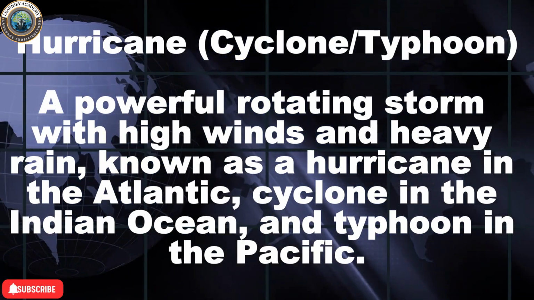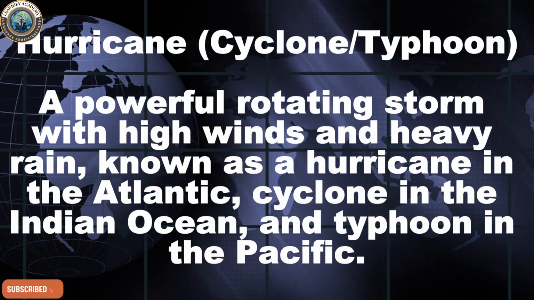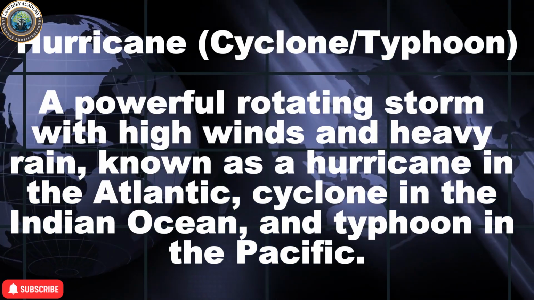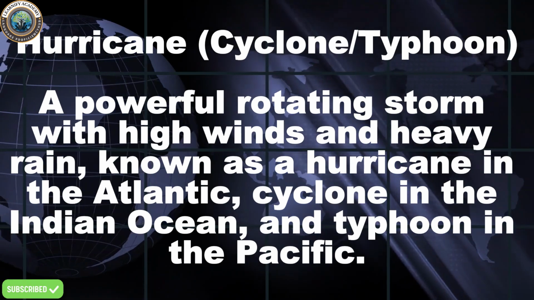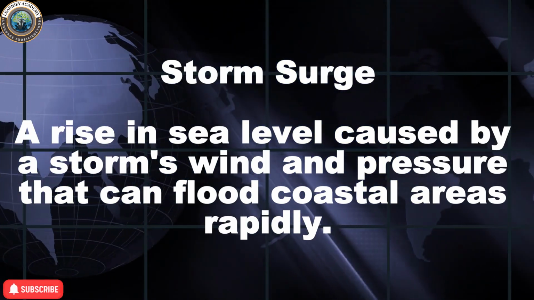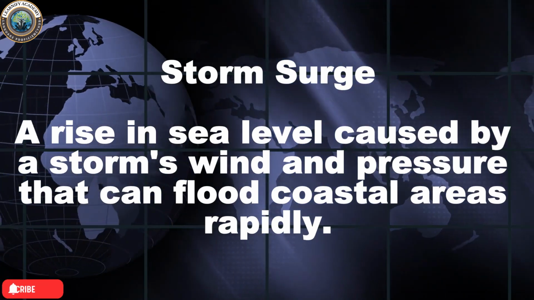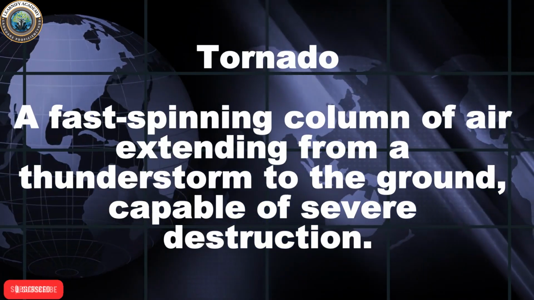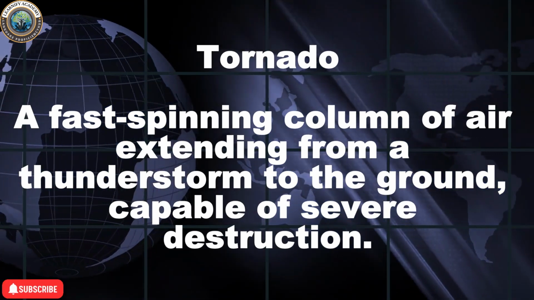Hurricane, cyclone, typhoon. A powerful rotating storm with high winds and heavy rain, known as a hurricane in the Atlantic, cyclone in the Indian Ocean, and typhoon in the Pacific. Storm surge. A rise in sea level caused by a storm's wind and pressure that can flood coastal areas rapidly. Tornado. A fast-spinning column of air extending from a thunderstorm to the ground, capable of severe destruction.